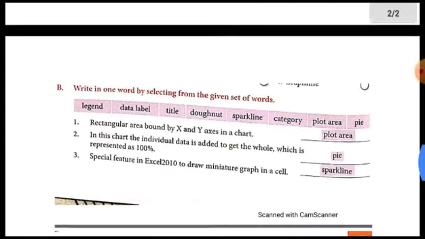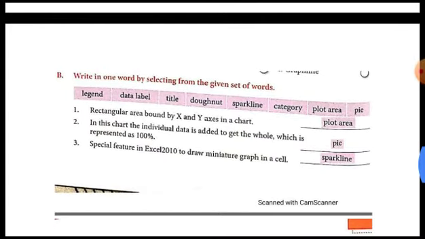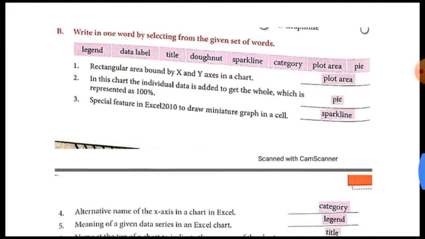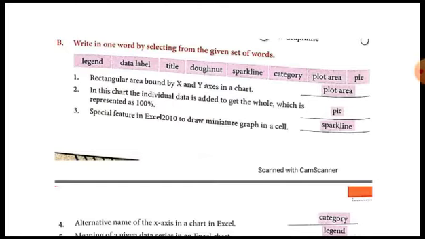Okay, now we come to the second question, which is: write in one word by selecting from the given set of words. So here a given set of words is there. Not all of these words are correct answers. Some of these words are not to be used in your answers, because we have only six questions, only six sentences, and in the set of words we have eight words. So it must be understood that all of these words are not to be used. Two of them are wrong answers, so they can't be given as the answer to any sentence.